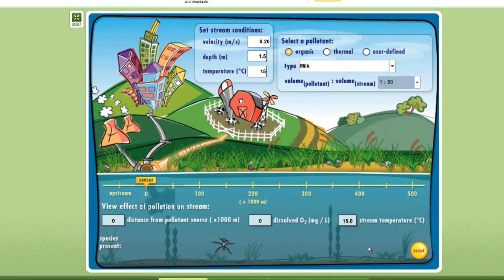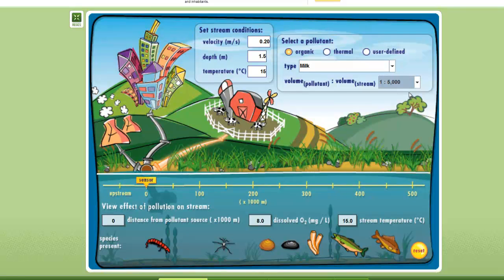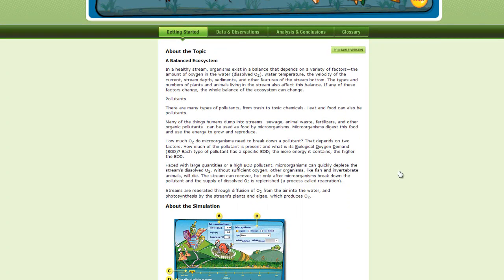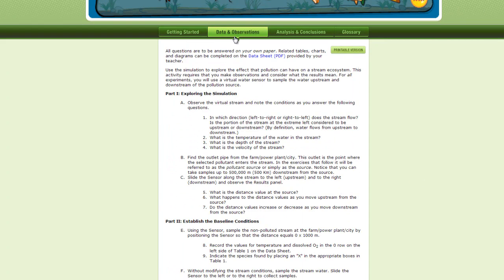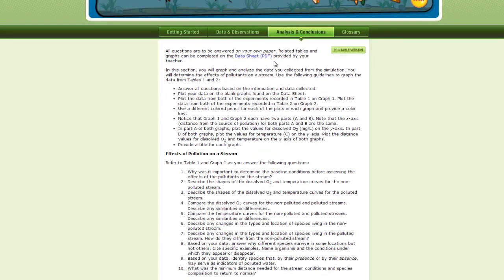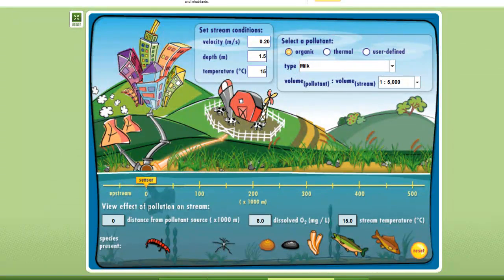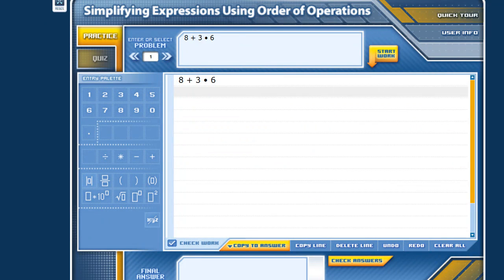How can milk be a pollutant? What if I change the concentration? I can see that not only do I have my trout that I started with, but I've also added carp to my stream. So I can make educated, informed decisions. And at the bottom of this, I have a place to record my data and my observations, go through my analysis, etc. Here's a look at a quick science exercise, thinking-based exercise.